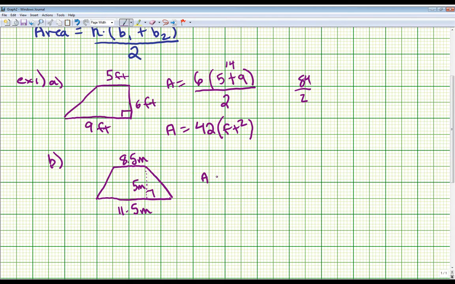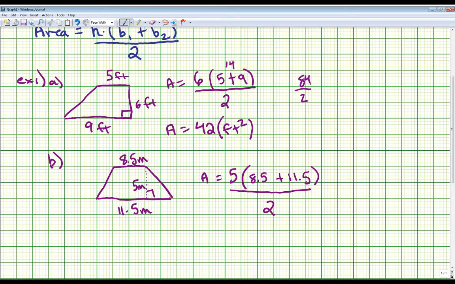So go ahead and write out our formula. Notice that we've got some halves involved, some decimals. So remember, we start with our height. Our height here is 5, so we're going to put that 5 on the outside of our parentheses. And then we have to add up our bases. So we have 8.5 plus 11.5. And then we take that whole thing and divide by 2.